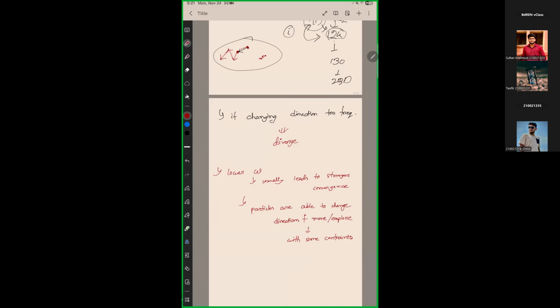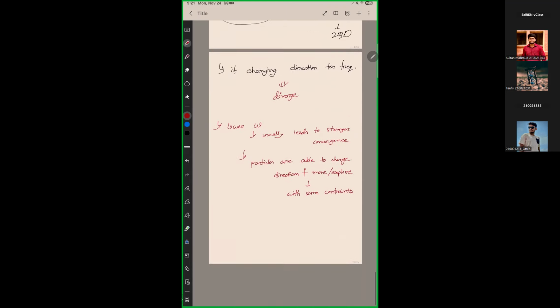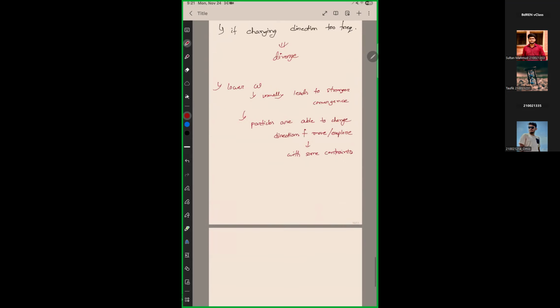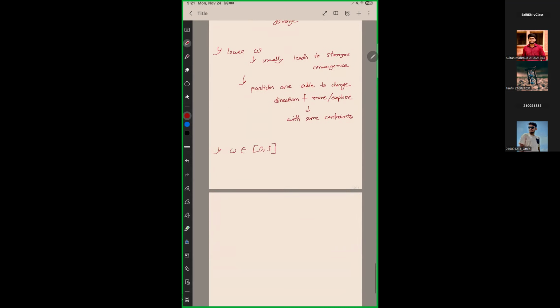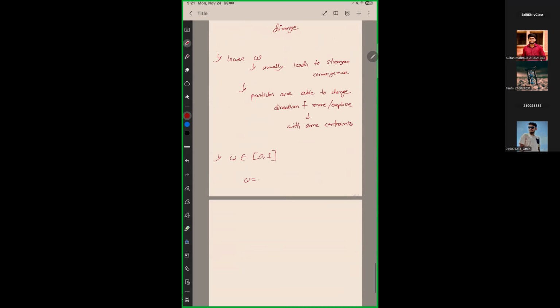It depends on your search space. If the search space is very large, let me give you a typical value. Omega is usually kept between 0 and 1. Okay, so let's say in a moderate search space, you take omega equals 0.2, 0.3. Okay, in a moderate search space, fine.